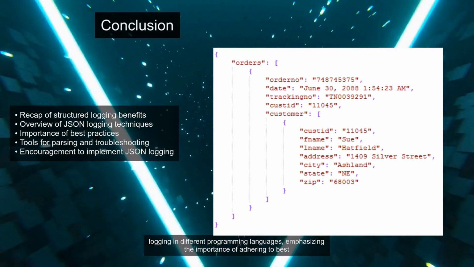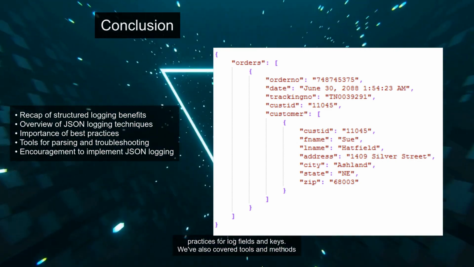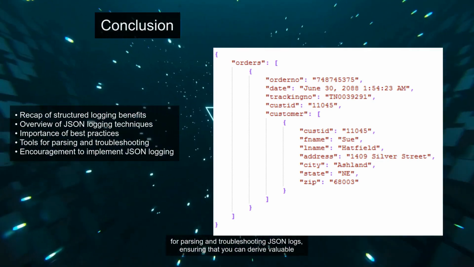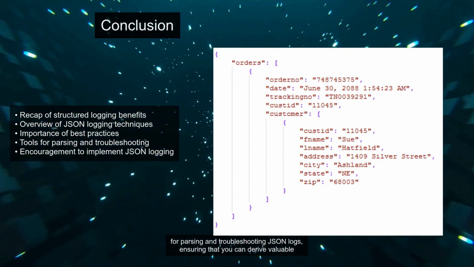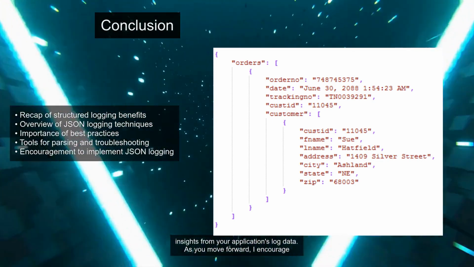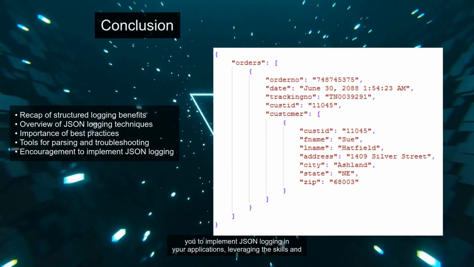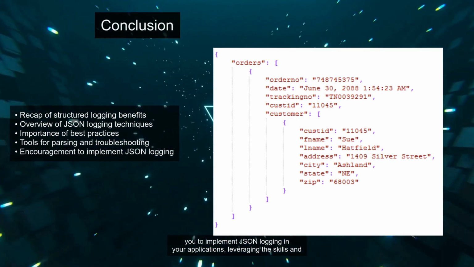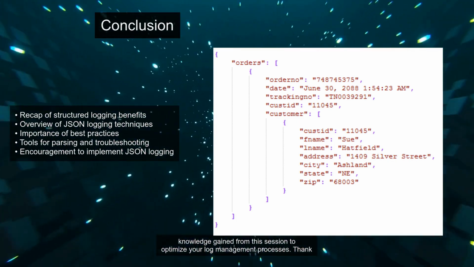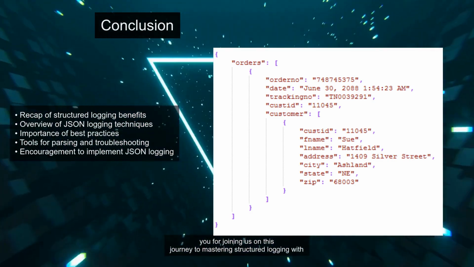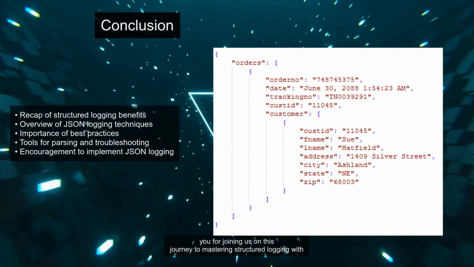Throughout this video, we've explored various techniques for setting up JSON logging in different programming languages, emphasizing the importance of adhering to best practices for log fields and keys. We've also covered tools and methods for parsing and troubleshooting JSON logs, ensuring that you can derive valuable insights from your application's log data. As you move forward, I encourage you to implement JSON logging in your applications, leveraging the skills and knowledge gained from this session to optimize your log management processes.